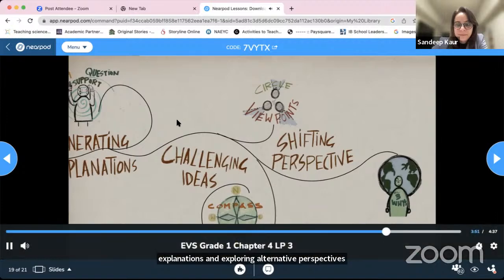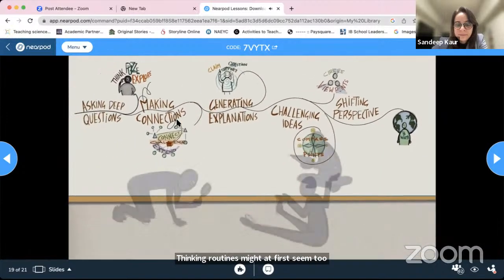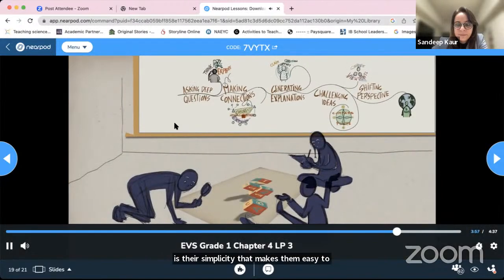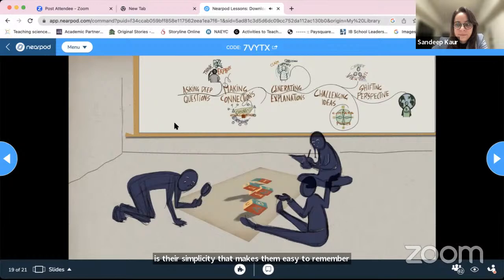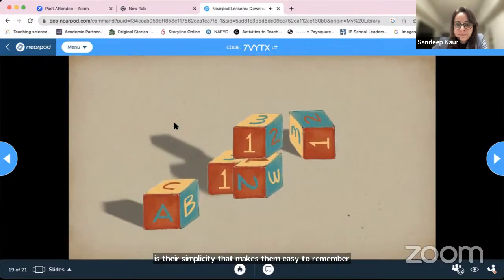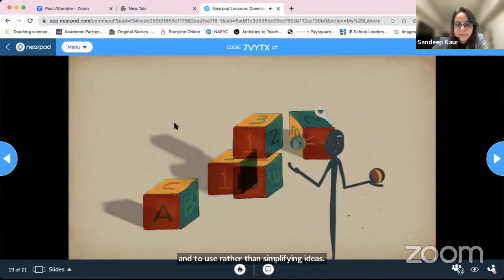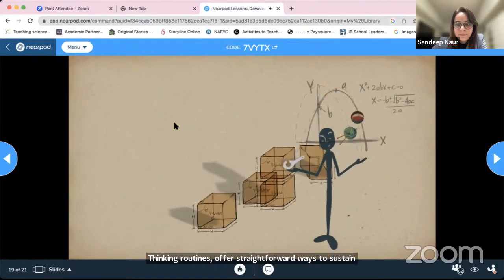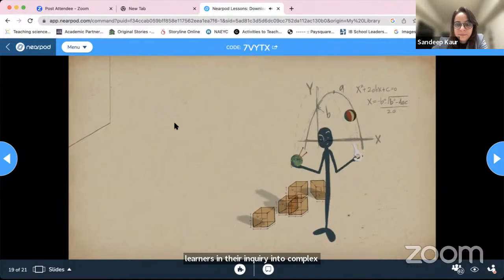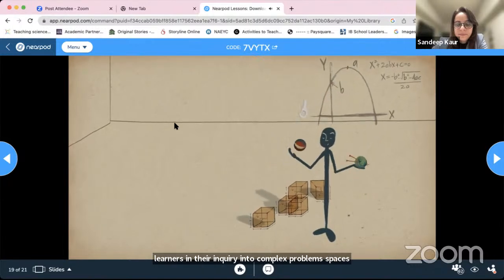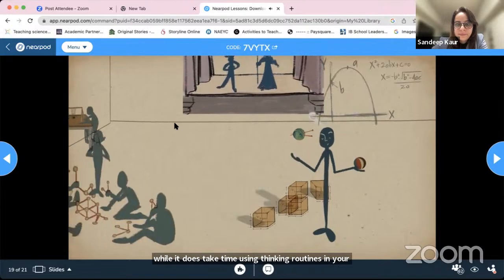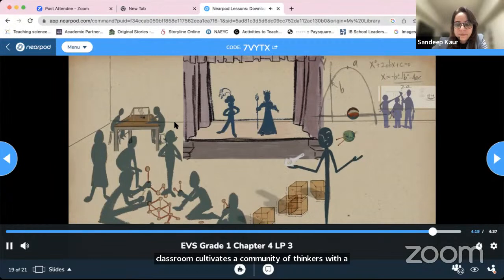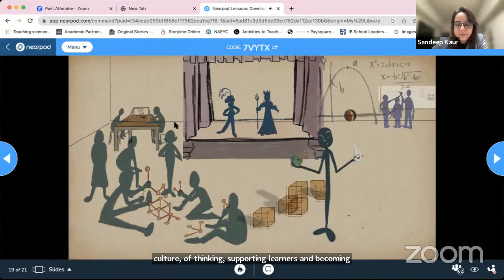Thinking routines might at first seem too simple, but it is their simplicity that makes them easy to remember and to use. Rather than simplifying ideas, thinking routines offer straightforward ways to sustain learners in their inquiry into complex problem spaces. While it does take time, using thinking routines in your classroom cultivates a community of thinkers with a culture of thinking, supporting learners in becoming intentional in their shared pursuit of deep understanding.